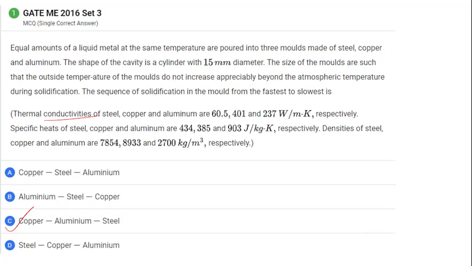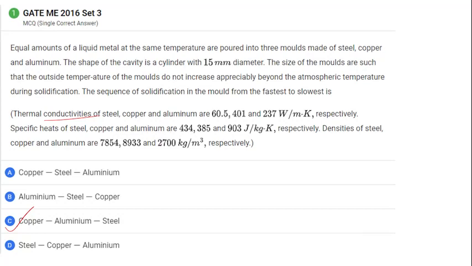Density is also there, but see here, what is the sequence of solidification? Firstly, you should see only the conductivity. If diffusivity would be given, that would be the best. But if conductivity is given, by that also you can just say, right.